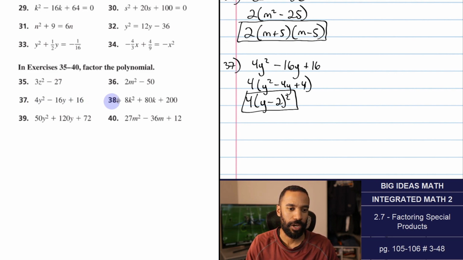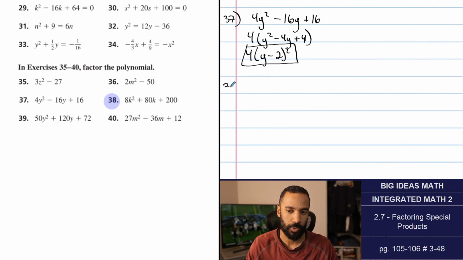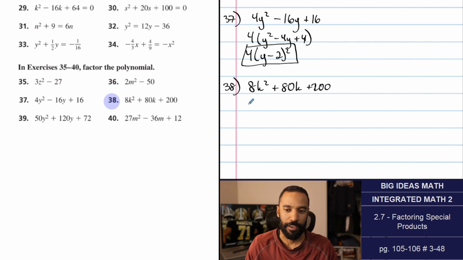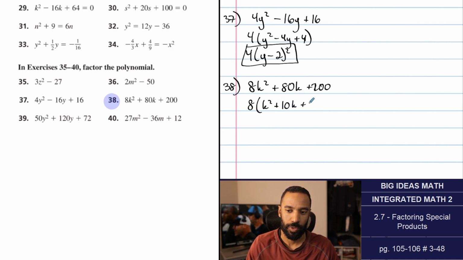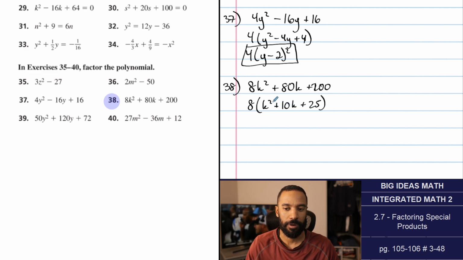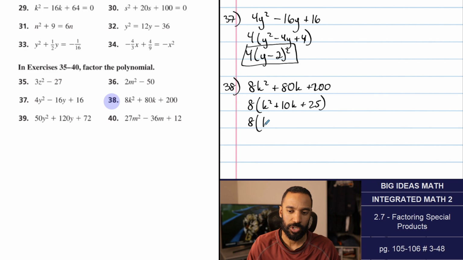Number 38. Oh, I would not want to factor that on my own, given that it's not initially recognized as a perfect square trinomial, but it does have a GCF. So things might get so much better for us. If I factor out an 8, and I can, I'll be left with k squared plus 10k plus 25? Well, yeah, that would make a perfect square trinomial. 5 squared and doubling 5 for that right there. This turns into k plus 5 quantity squared.